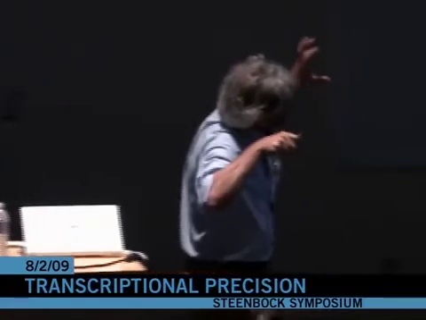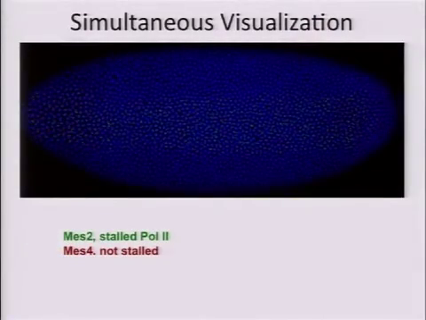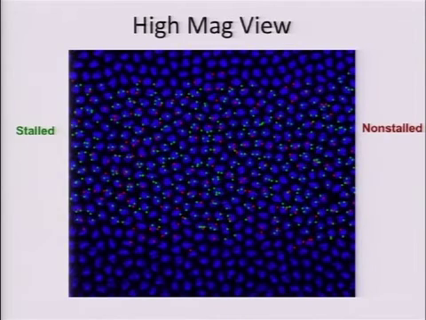So this is just looking down on the belly of the embryo. This embryo was double labeled with probes that detect the initial nascent transcripts of two different genes, MES2 and MES4. MES2 has a stalled polymerase, MES4 does not. You can't see much, but here's the high magnification view, and if you look carefully, you'll see that all the cells show green dots. Okay, that's the stalled gene, so it's showing the uniform activation, but only about half the nuclei show the red dots, and it'll take another 20 to 30 minutes for all the cells to start expressing the red dots.